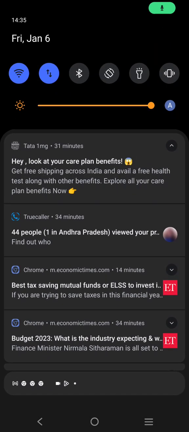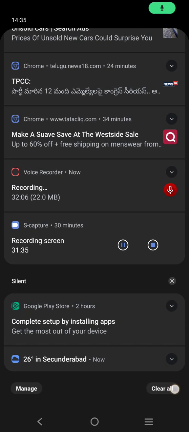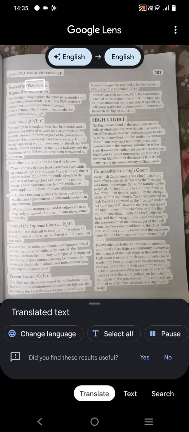Constitutional Framework. 107. Power of the President to require reconsideration. The President may require the NJAC to reconsider the recommendations made by it. If the NJAC makes a unanimous recommendation after such reconsideration, the President shall make the appointment accordingly.